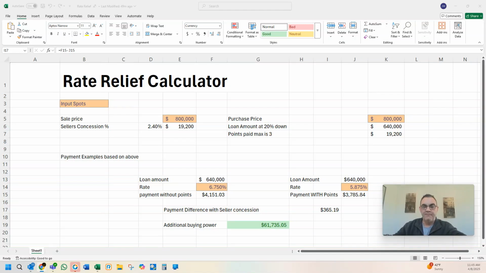How's everybody doing today? So this is going to be a really cool video today. I always love doing Excel calculators. So this is a product called Rate Relief. What Rate Relief is, to give you a high level overview.